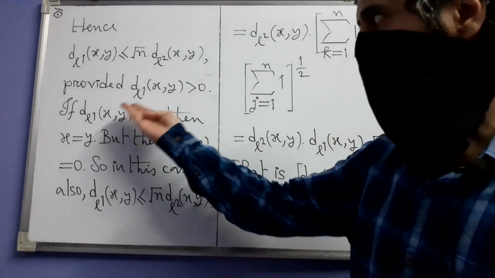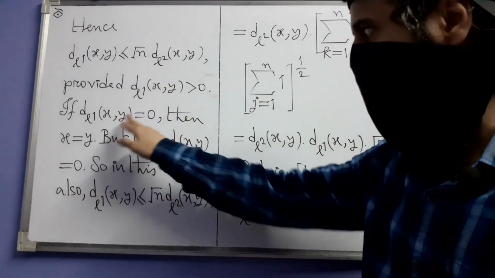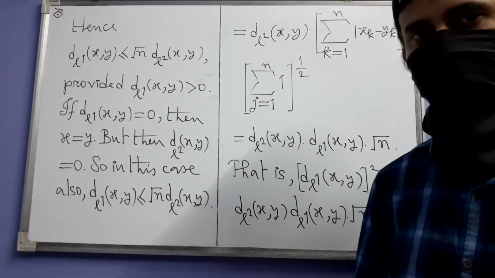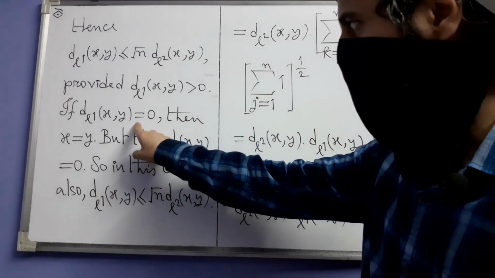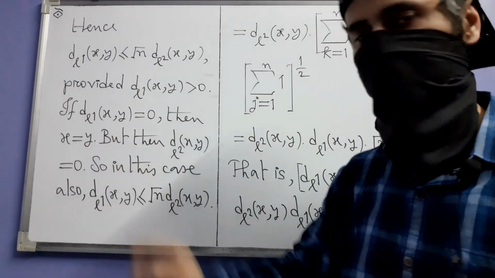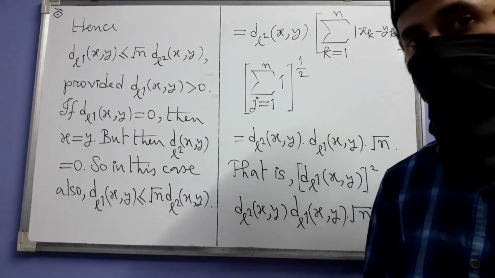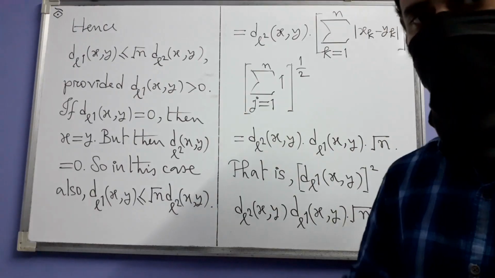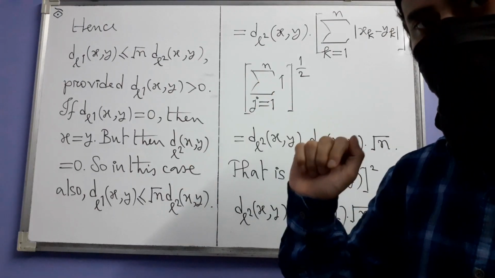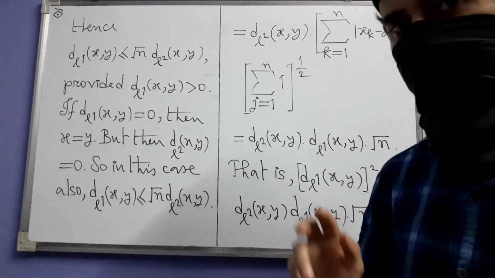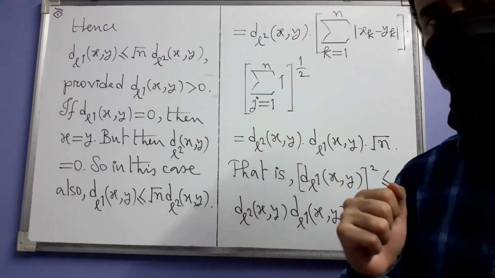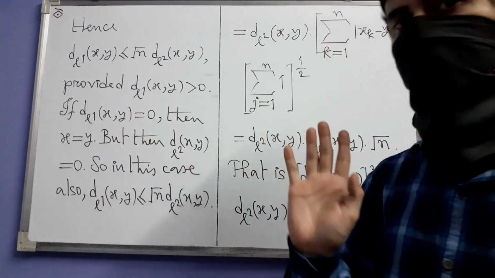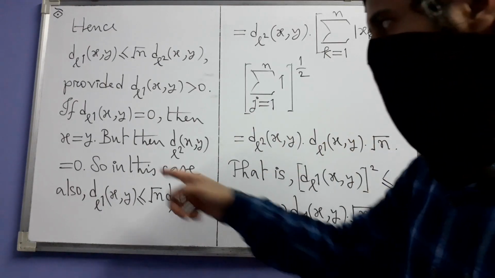But what happens if it is not positive? Then it is equal to 0. But because we have already proved that dl1 is a metric, this can happen only when x is equal to y. But why? That is because if x is not equal to y, then by the second condition of a metric, dl1 of x comma y has to be positive. So that means in this case x cannot be different from y, x has to be equal to y.